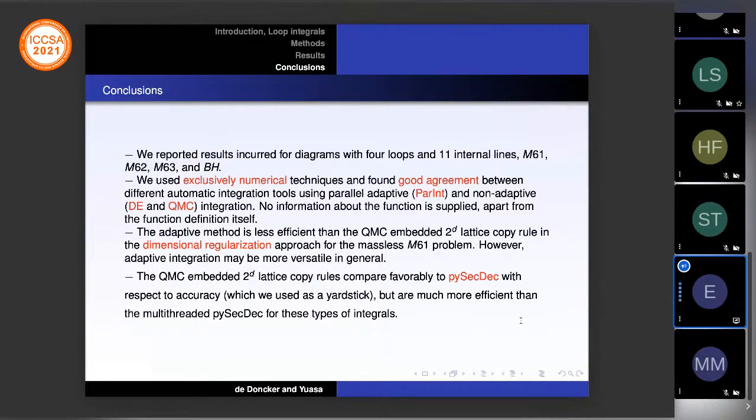So in conclusion, we used exclusively numerical techniques and found good agreement between the different tools for the 4 diagrams. And also with respect to the accuracy, our results compare favorably to PySecDec, but they are much more efficient for these types of integrals. All right, that's the end of my talk.